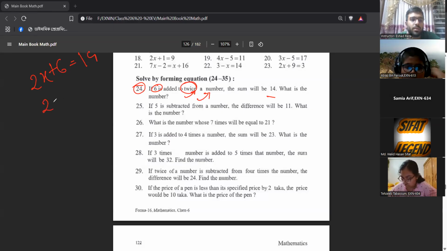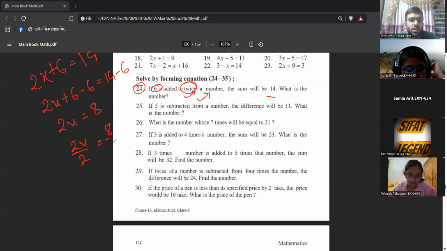So what's the first step? We have to subtract 6 from both sides. Exactly. First of all, we subtract 6 from both sides, which will give us 2x is equal to 8. And then if we divide both sides by 2, we get x is equal to 4, right? So I think this is pretty easy.